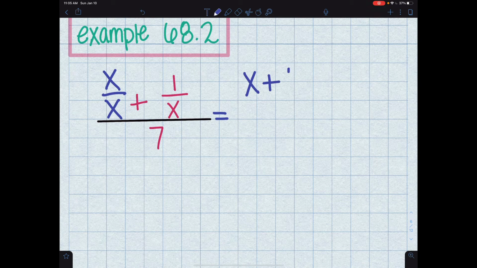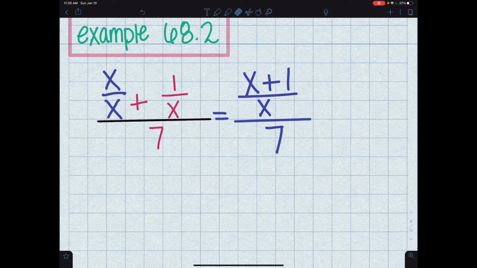So that it's going to be x plus 1 on top. And then now that they share a denominator, the denominator stays the same. So x plus 1 over x. And then that whole thing goes over a 7. Okay? So hopefully that makes sense to you.